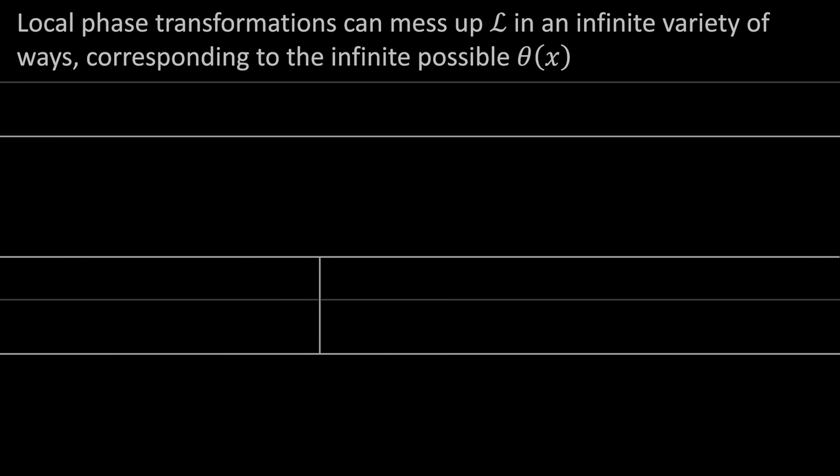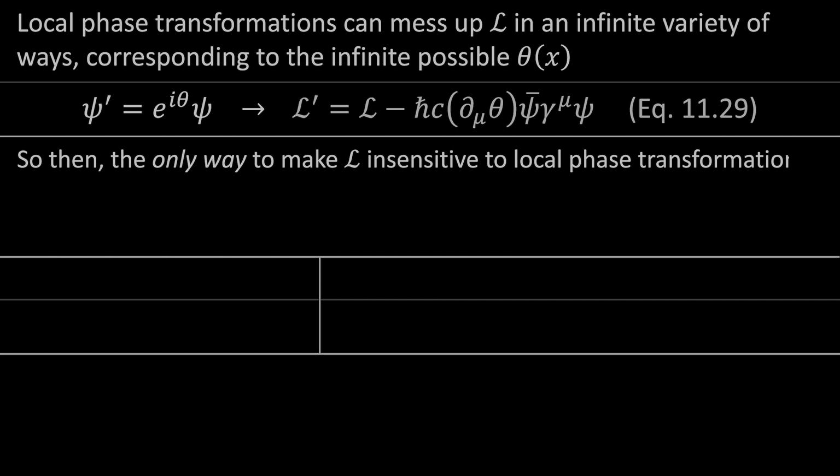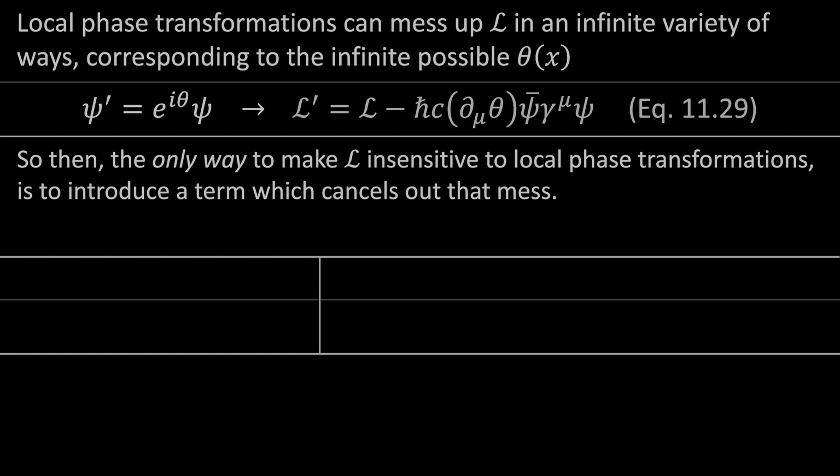Well, we know exactly how the Dirac field fails to have local phase symmetry, because we can say with precision exactly how the Lagrangian is messed up by some arbitrary local phase transformation. If you multiply psi by some arbitrary phase field, then the Lagrangian will be changed by a factor of negative h bar c partial mu theta psi bar gamma mu psi. So if we want to give the Dirac field local phase symmetry, we need to find a way to counteract that term for all possible phase transformations.